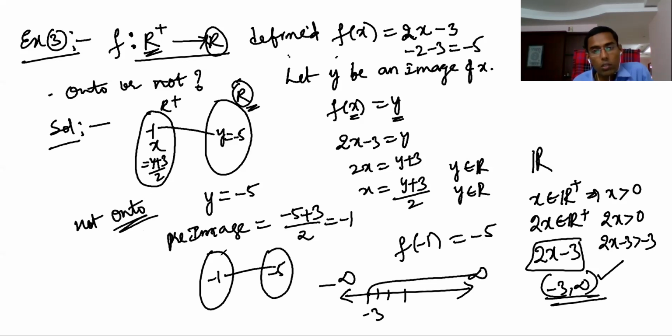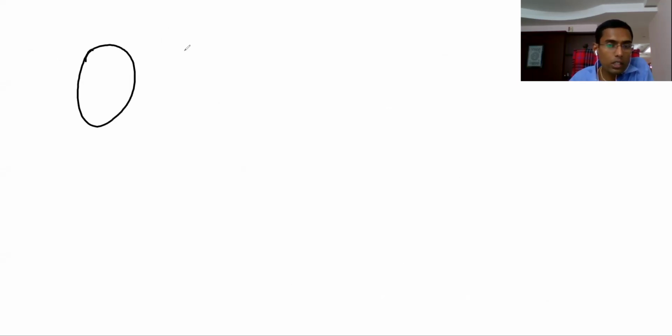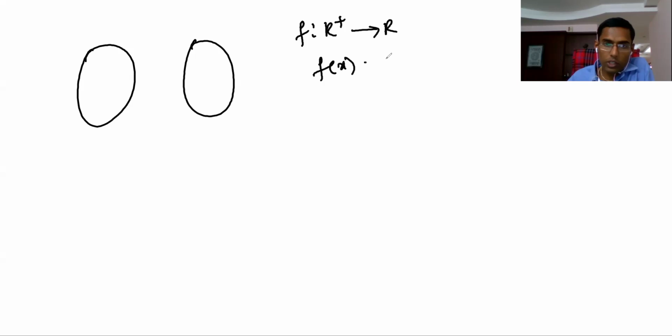That is the thing here. I gave you a very simple explanation for this. What is the simple explanation? If I take here, f is a function from R+ to R, defined as f(x) = x - 3. So very simple.